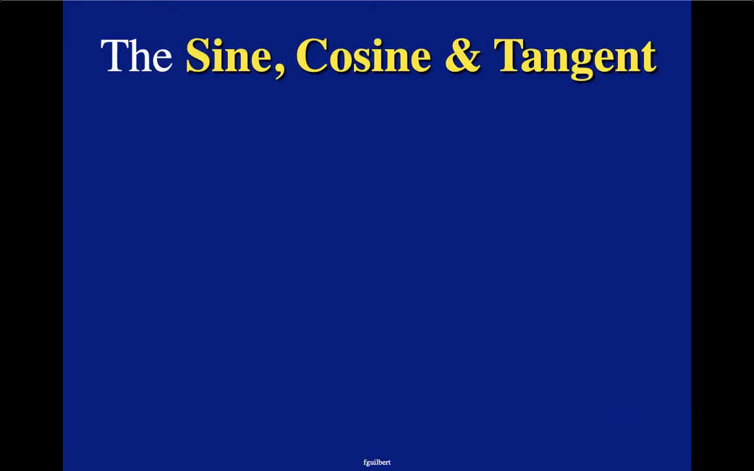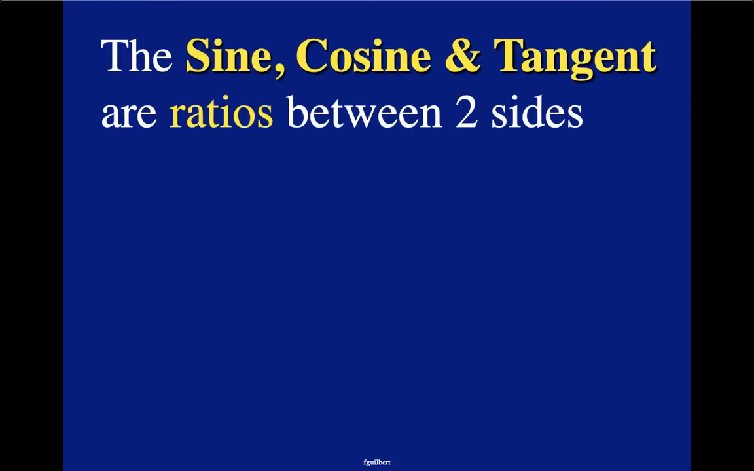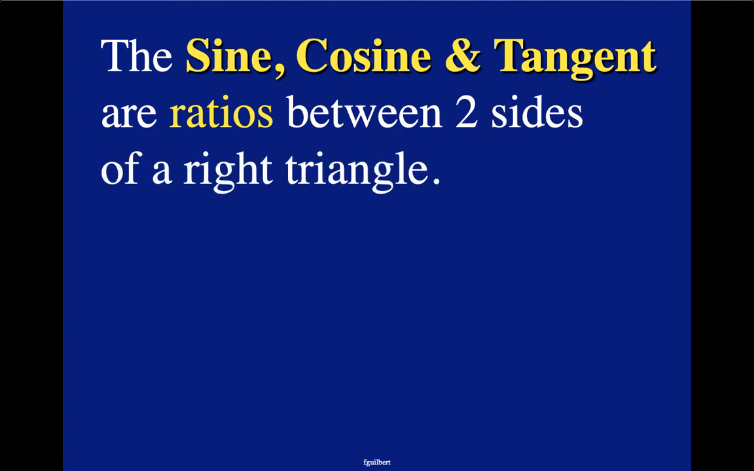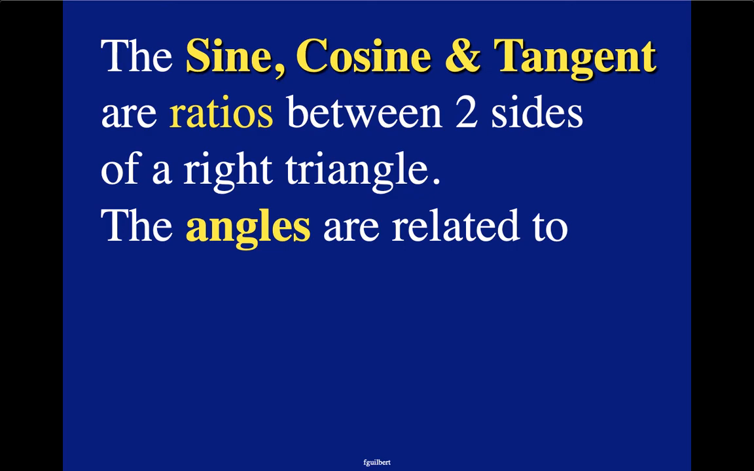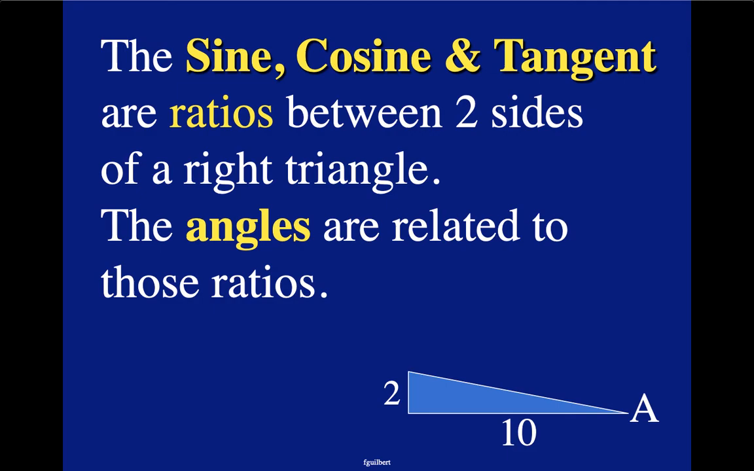The sine, the cosine, and the tangent are ratios between two sides of a right triangle. The angles are related to the ratios. In this right triangle, I have angle A. The side across from A is 2, and the adjacent side is 10. The ratio in this case would be 2/10.